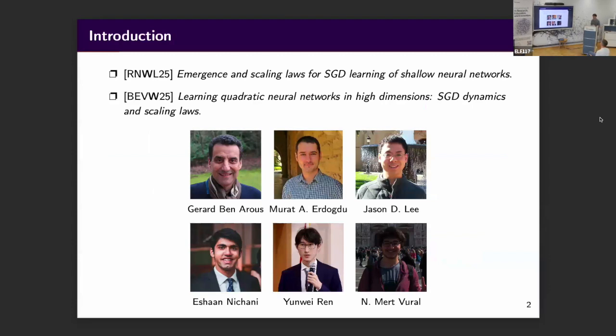Okay. So I want to talk about two works. They have almost identical messages, but completely different proof strategies. The first paper is with Yunwei, Ishan, and Jason at Princeton. And the second paper is with Gerard at NYU and Murad and Mert at University of Toronto. In both cases, we study the SGD learning of a two-layer neural network, where the difference is that the first paper studies a case where the information exponent is high, and the second paper is just about the quadratic case.